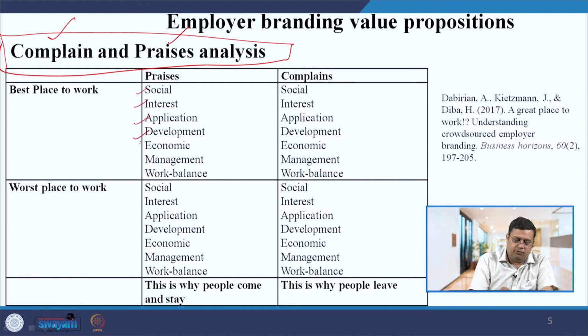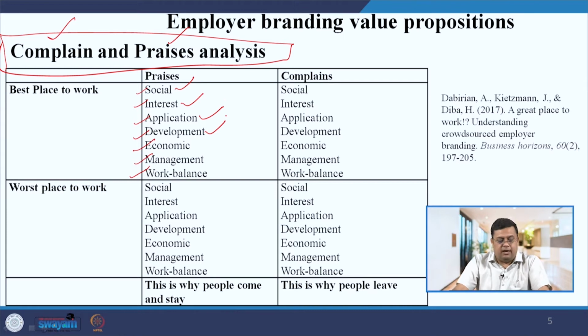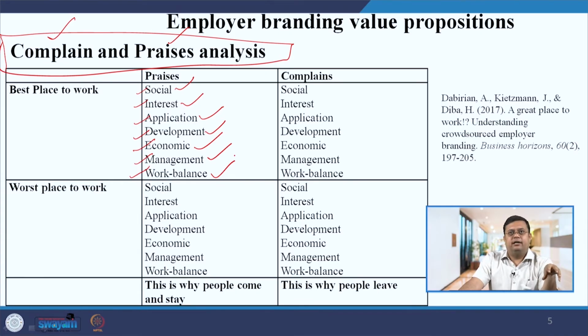You can divide praises and complaints into seven categories. All complaints and praises can be divided into these seven categories: whether people feel happy at the workplace, social, interest related to the person, job fit, whatever they are doing, application, whether they are able to use their skills or not, development, whether they feel their skills are enhancing or not, whether they are getting sufficient rewards or not, whether management is honest or not, and whether they are able to maintain their work-life balance or not.